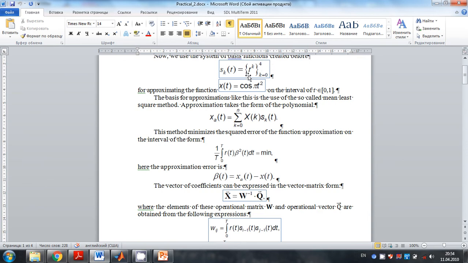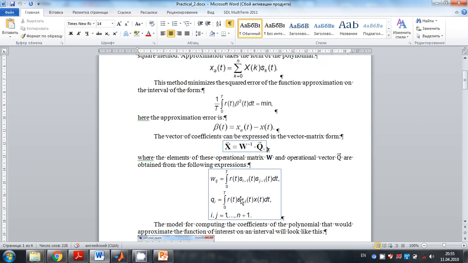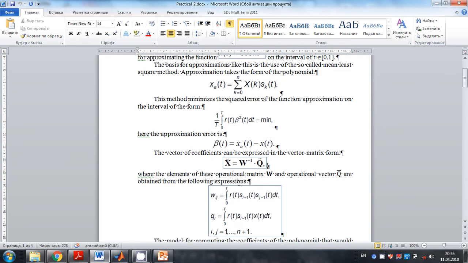So, formally speaking, we've got this formula where W is the inverse matrix, whose coefficients can be found formally from this equation. Q is another vector, whose coefficients may be found from this formula. Again, we have lots of indices. We have i, j running from 1 to n plus 1. Actually, if n equals 4, it means that i and j run from 1 to 5. We have 5 functions.